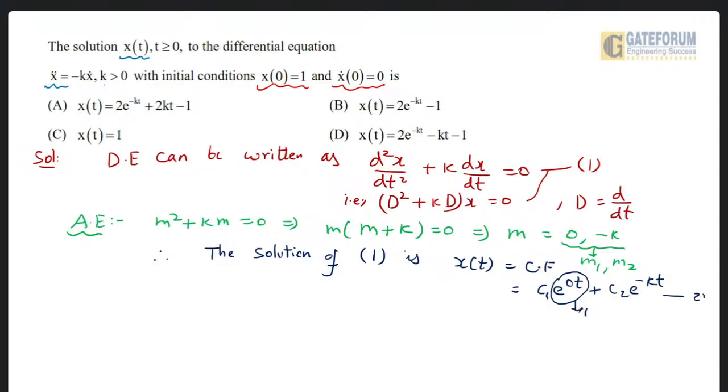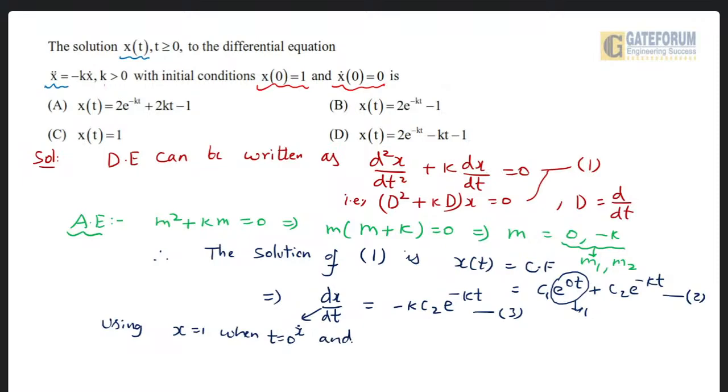Now let us denote this as equation 2. Taking the derivative dx by dt, also denoted by x dot, with respect to t: c1 derivative is 0, c2 into e power minus kt, minus k times c2 into e to the power minus kt. This is equation 3. Now using the given conditions, x value is 1 when t is equal to 0, and x dot value is 0 when t is equal to 0, substituting in 2 and 3.